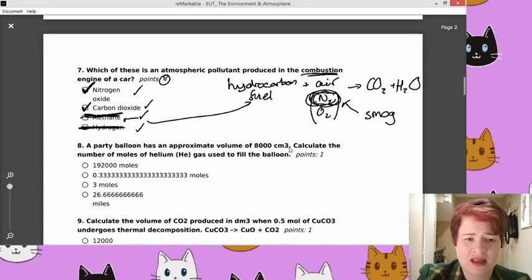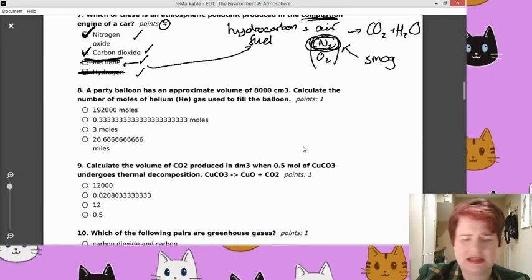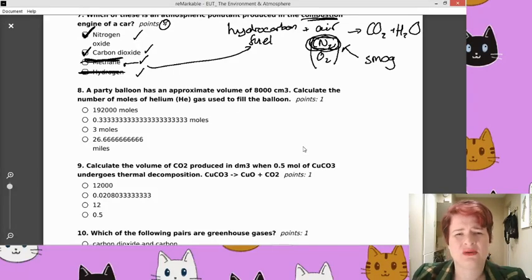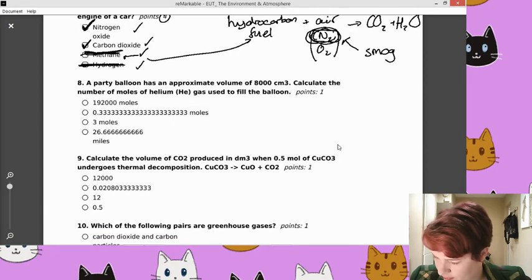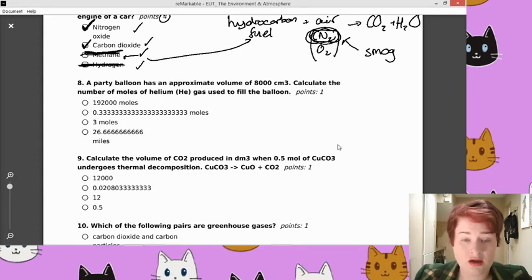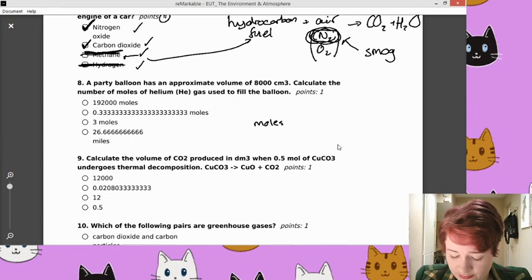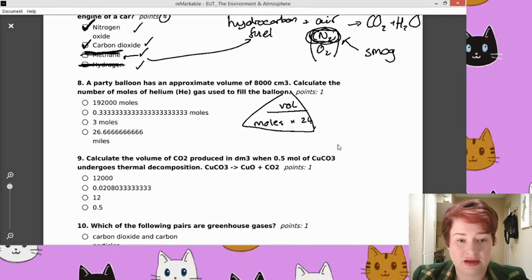Fair enough. Question eight, the gas calculations. I know lots of you struggled with this, and I told you not to worry about it too much. We are going to come back to this, okay? So don't worry too much if you struggled. So our formula triangle for this is moles times 24 or 24,000, depending on if it's centimeter cubed or decimeter cubed, and that will get you the volume. So that is our formula triangle.